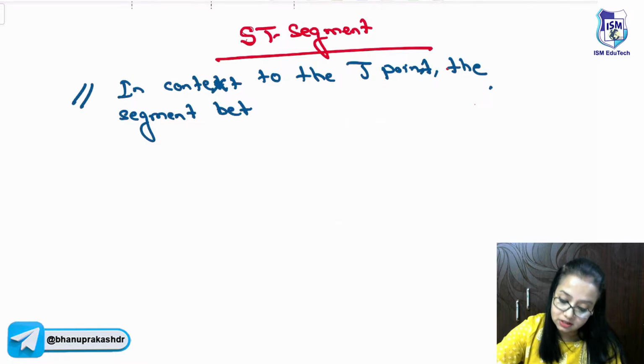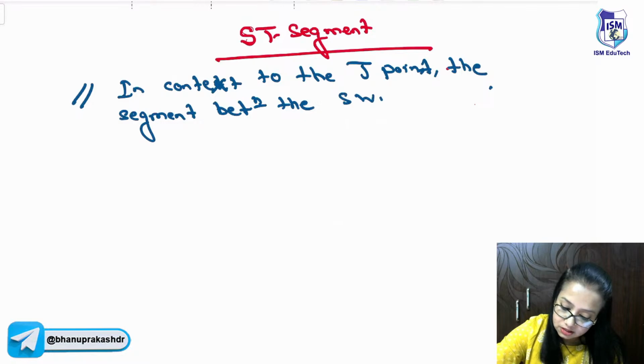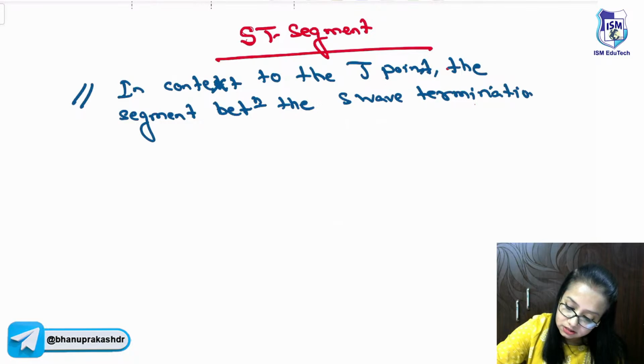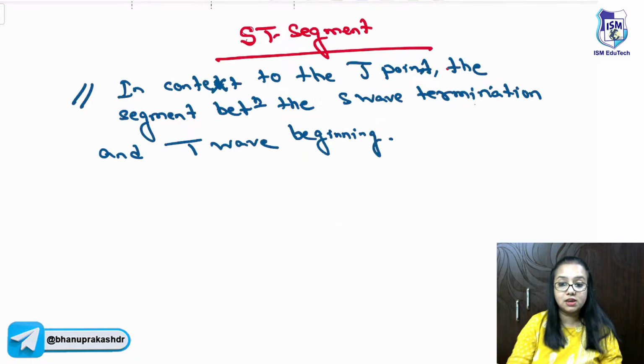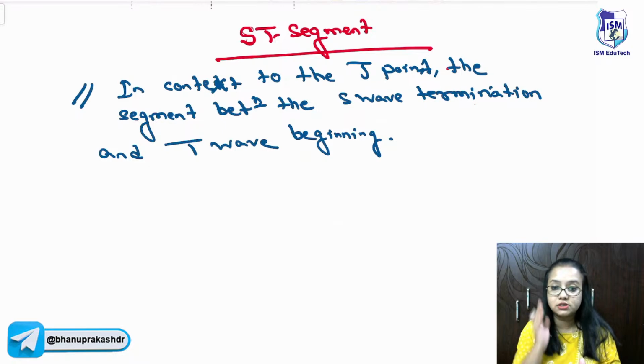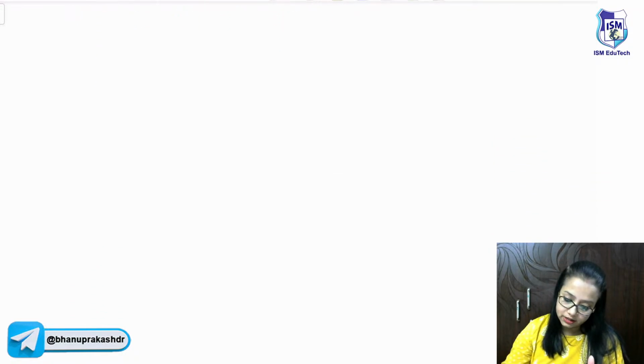Segment means the isoelectric line between the S wave termination and T wave beginning. That means after the S wave has ended and the T wave is about to begin, that isoelectric line is the ST segment, and it is in context to the J point, the point where the S wave ends and the ST segment begins. It is called the J point.